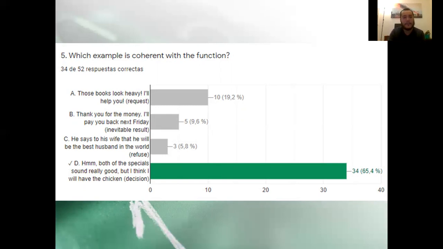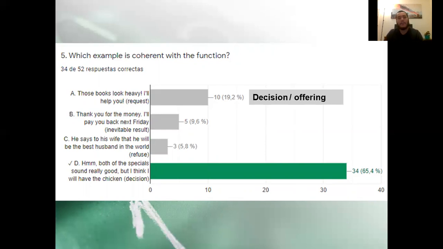34 people out of 52 gave correct answers. I think that this question was one of the most difficult ones. Letter A says, those books look heavy. I will help you. Parenthesis, request, requerimiento. Is that correct? Look at that.